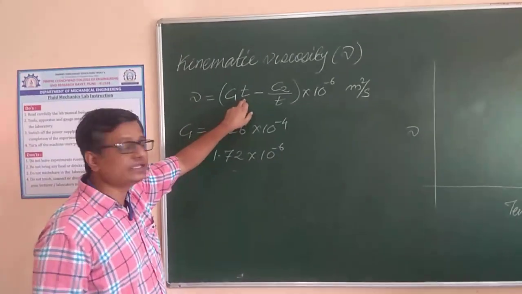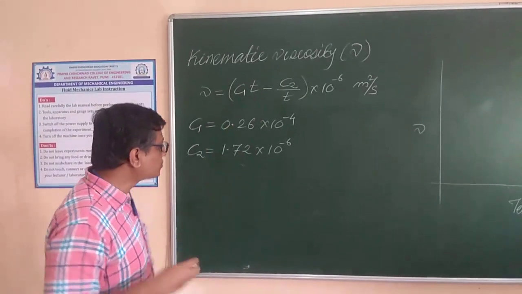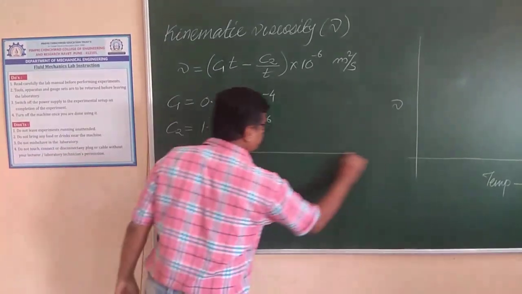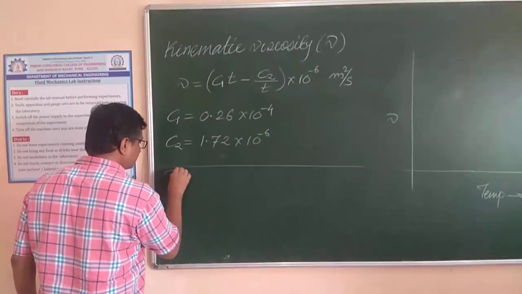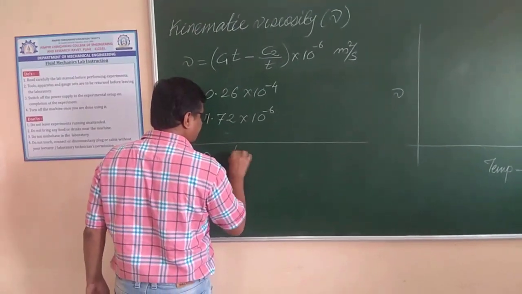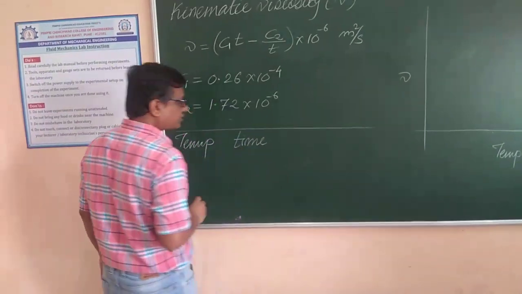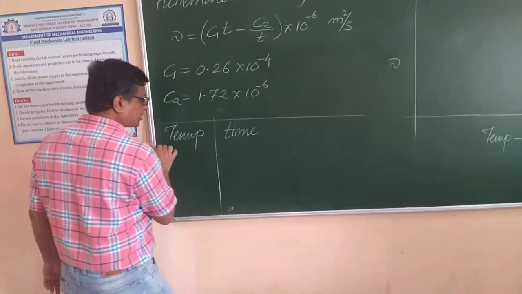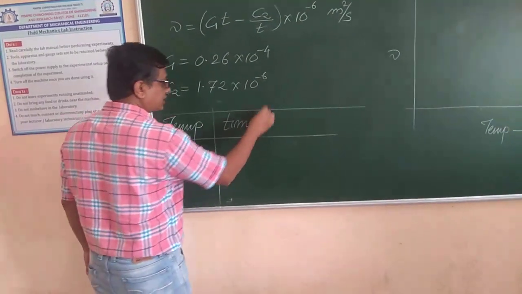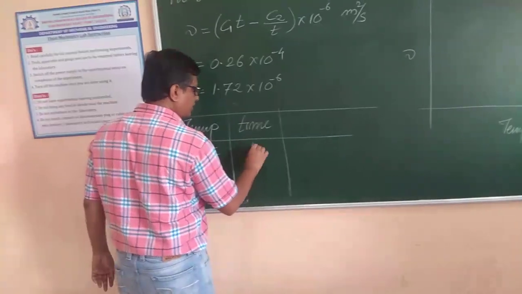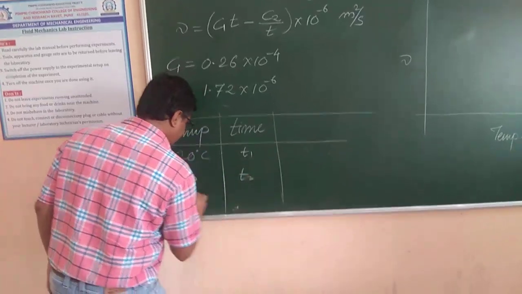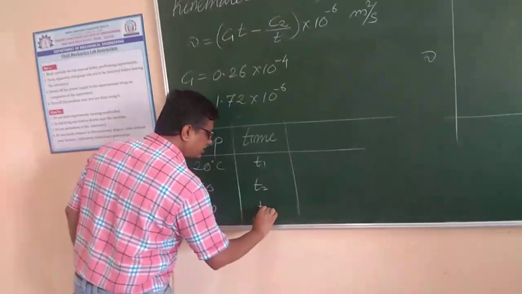Now where small t is the time. In the observation table, you know what is the observation table? At different temperatures, let me show it over here, at different temperatures, where the time period for 50 ml collection of oil will be noted. So if I take the first temperature to be 20 degrees Celsius, then the required time may be T1. At 30 degrees Celsius, the time required is T2. At 40 degrees Celsius, the time required is T3, and so on.